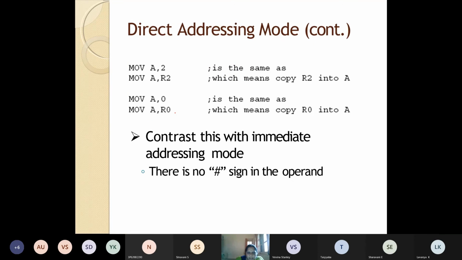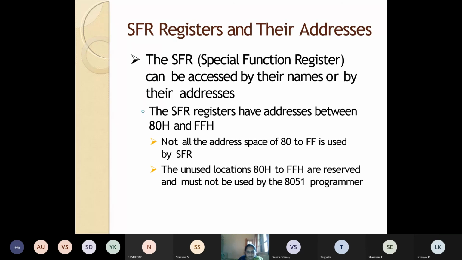Okay, so these are some more examples they have taken. Move A comma 2 is the same as move A comma R2. Move A comma 0 is the same as move A comma R0. Whenever I don't have the hash sign, it is the direct addressing mode. If you have the hash symbol, that is the immediate addressing mode. The corresponding value is copied or loaded, so the value is directly specified in the instruction. Any doubts?